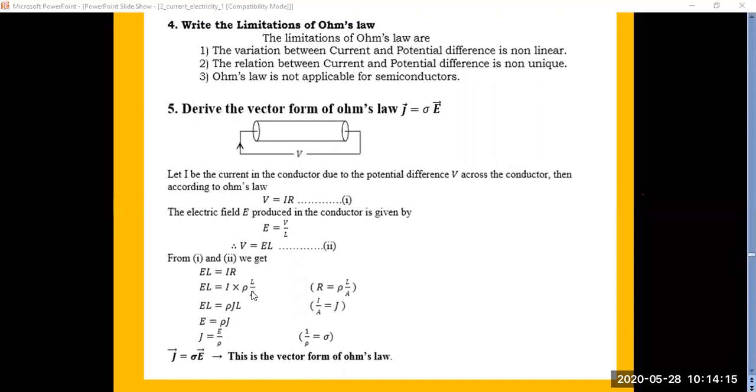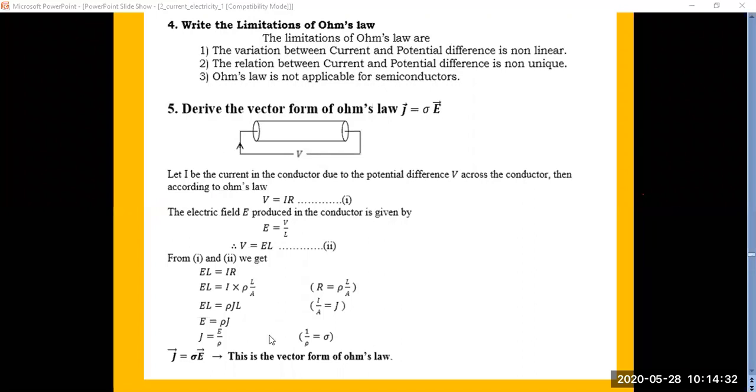What is left out is L. So two substitutions we have done. In place of R, I'm writing it as rho L by A. I by A is written as J. So this formula will become rho L multiplied by J.